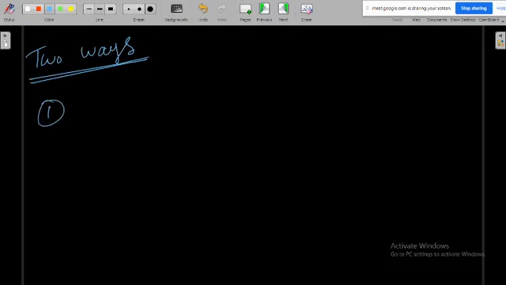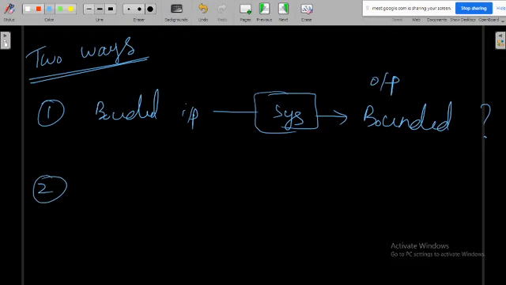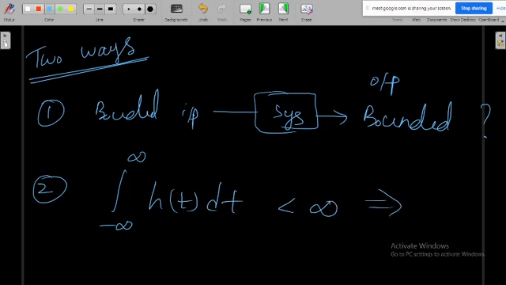What is the first way? The first way is, you give a bounded input to the system, then you analyze whether the output is bounded or not. Or otherwise, what is the other way? If you know h of t directly, you calculate the integral from minus infinity to plus infinity of h of t dt. If it is less than infinity, then also it is stable.